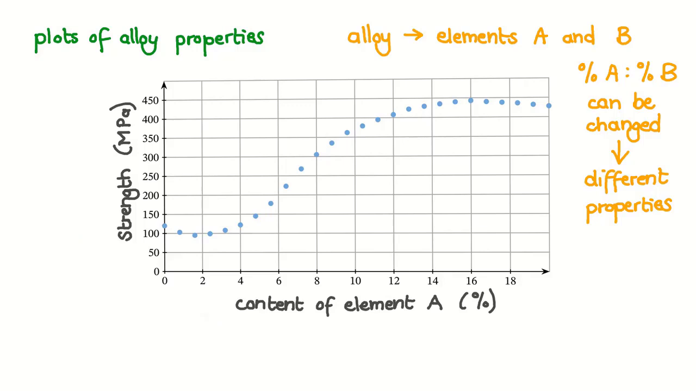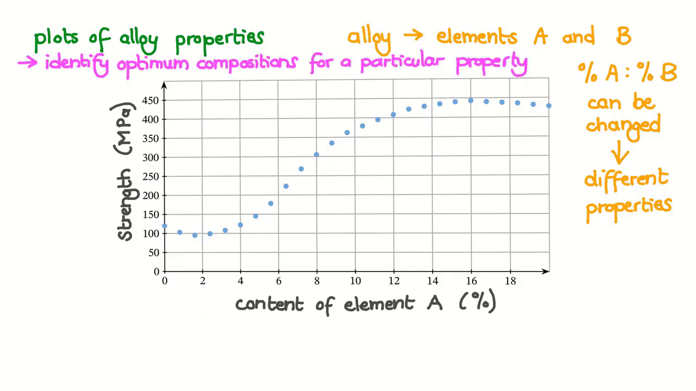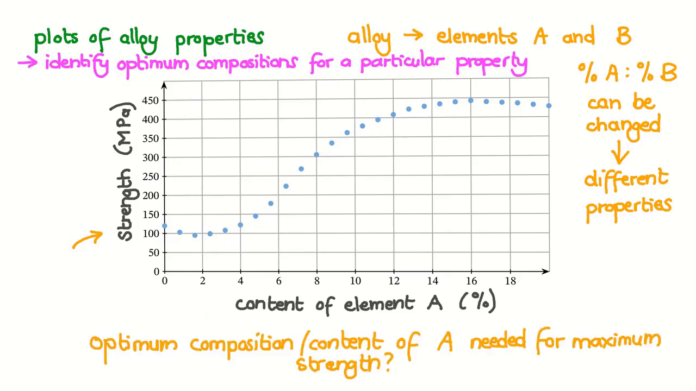These kind of plots or graphs are very useful. They allow us to identify the optimum compositions of an alloy for a particular property. As we saw, the particular property being investigated here is strength. So what is the optimum composition or content of element A needed for maximum strength in this alloy? Well, the maximum strength is the highest point on the curve. In this case, almost 450 MPa.